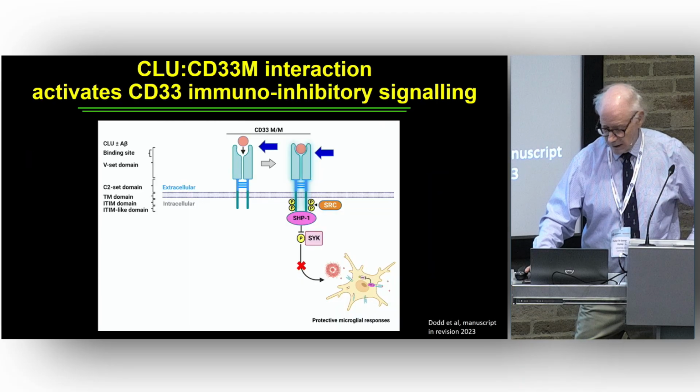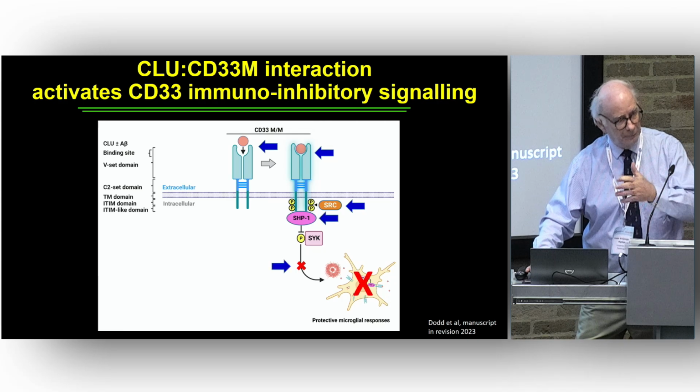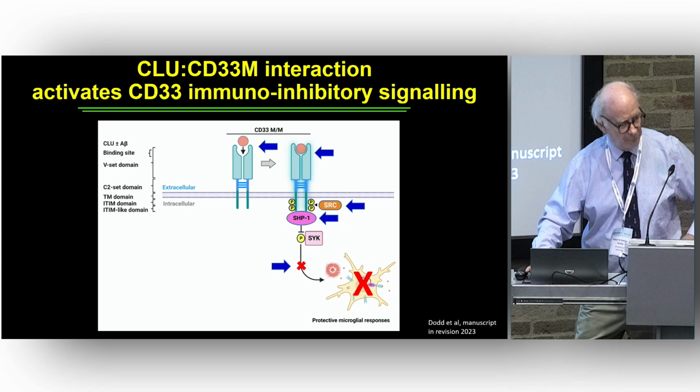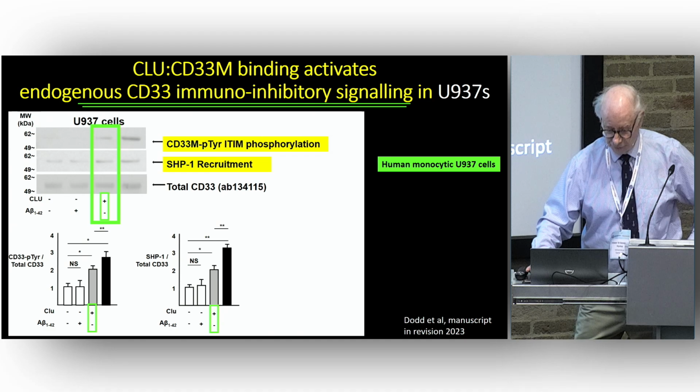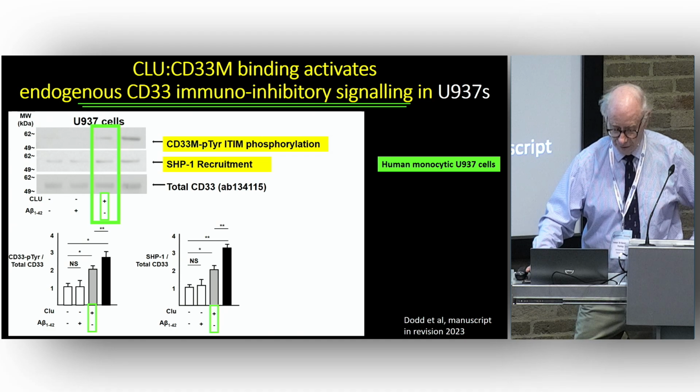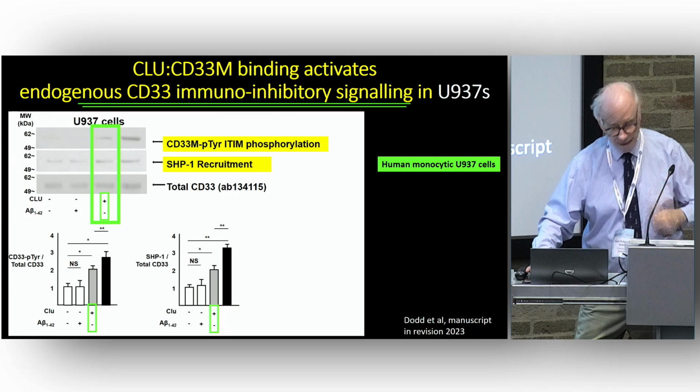And the signaling pathway is relatively well understood. So ligand binds to CD33, which presumably activates a conformational change in the intracellular domain, which recruits SRC and then the SHP1 phosphatase, and this in turn shuts down the signaling pathways that support the protective effects. So as you can see here, if you took just clusterin alone and exposed it to U937 cells and then looked at the phosphorylation state of CD33M, you could see it became phosphorylated and it recruited SHP.